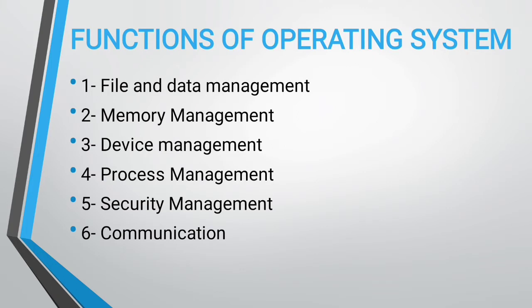Next is memory management. In operating system, memory management is the function responsible for managing the computer's primary memory. Children, I am talking about primary memory, means RAM, random access memory. It determines how memory is allocated and how much memory is allowed among different processes.